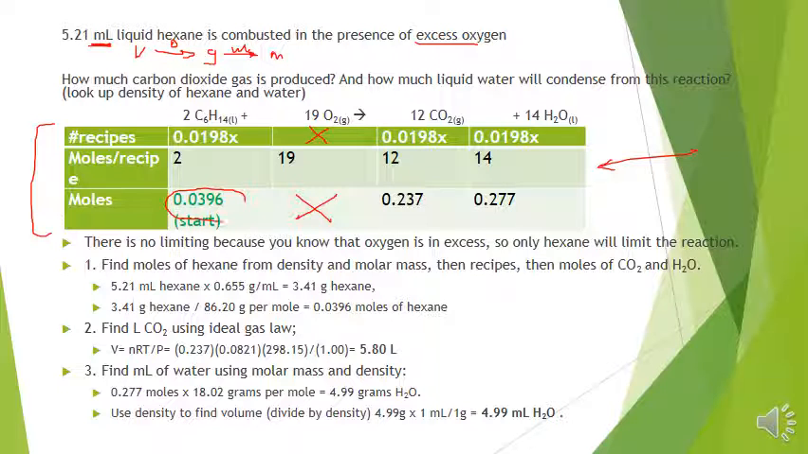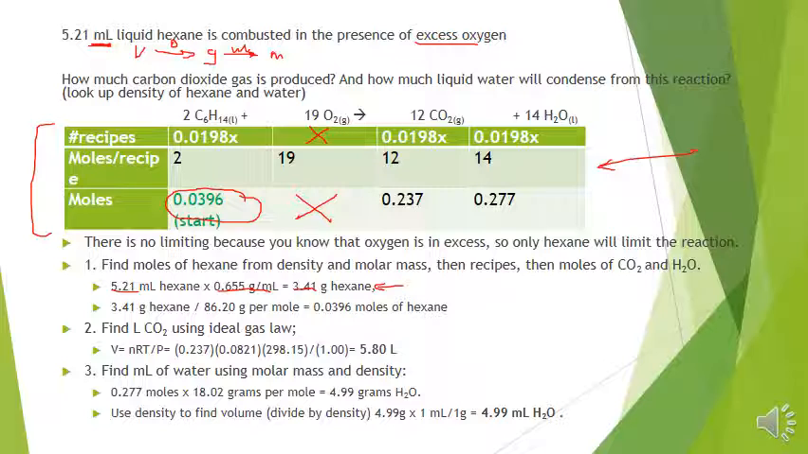So the first thing I need to do is find the moles of hexane, and that's the first step. To find the moles of hexane, we have to use the density and the molar mass. First we need to find the grams of hexane using the density. The density of hexane is 0.655 grams per mL. I looked it up. Every mL is 0.655 grams, and I have 5.21 of them. So it's going to be 0.655 grams times 5.21, so you have 3.41 grams of hexane.